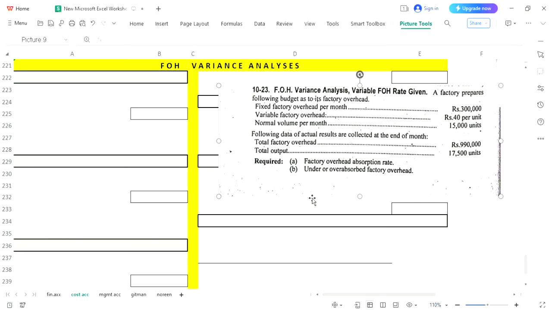Hey guys, hopefully everyone is doing well. Today's target is to solve question number 10.23.